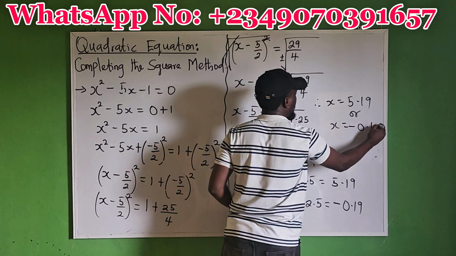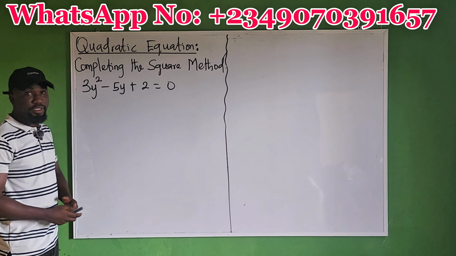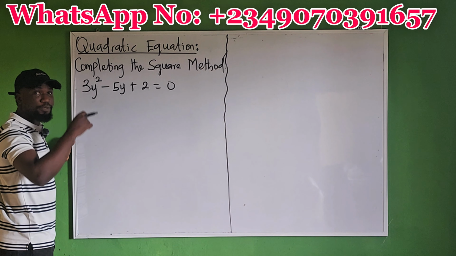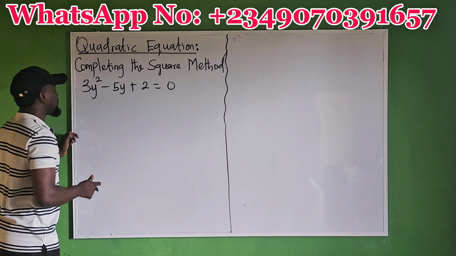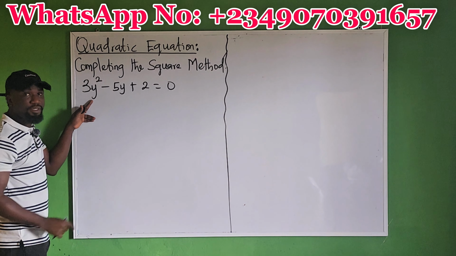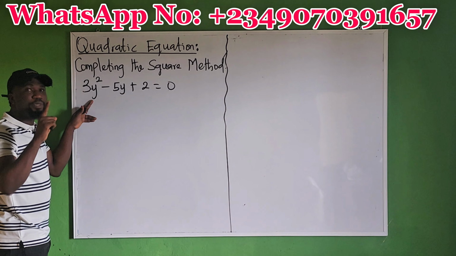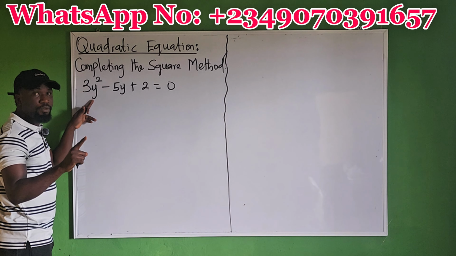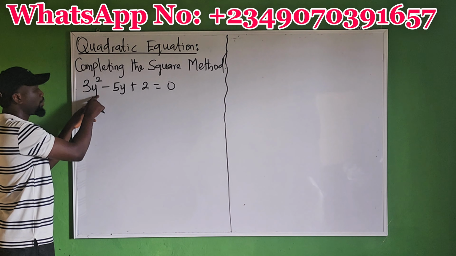Thank you very much. So for the second one, we have 3y squared minus 5y plus 2 is equal to 0. Let's answer this using the completing the square method. You can see that this is quite different from the last one, because the coefficient of y squared is not 1, but 3. So we have to make sure that the coefficient of y squared is 1. For this to be 1, what are you going to do? You are going to divide by 3.